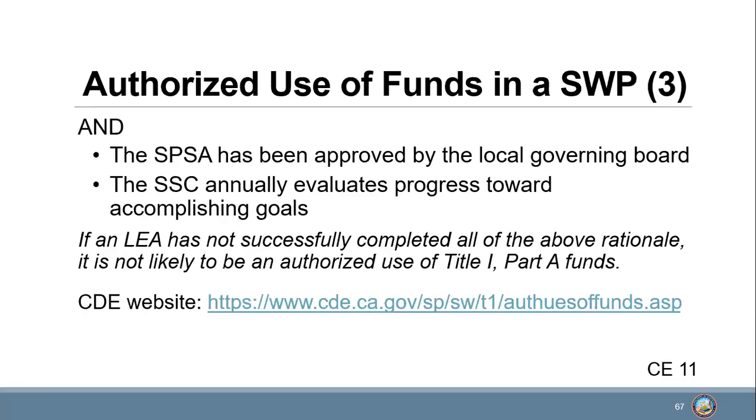Speaking of school-wide programs and SPSAs, as mentioned, SPSAs must be approved by the local governing board. They must be approved by the board on an annual basis, and the SSC must annually evaluate the progress of the Title I program in accomplishing the SPSA goals. And the evaluation of the program is actually a separate review item that we will discuss in a little bit more detail under CE 19. And as a rule of thumb, if the LEA has not completed the items described in the authorized use of funds, the activities or expenditures will likely not be authorized under Title I.